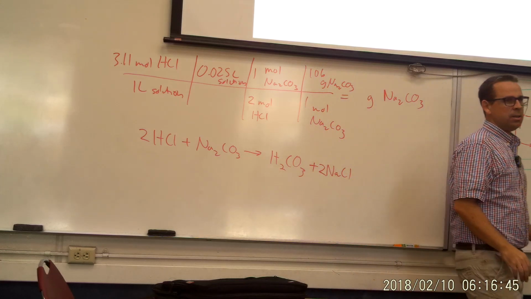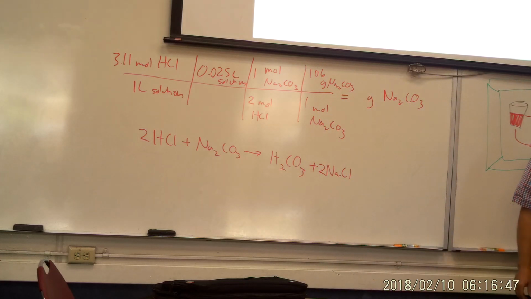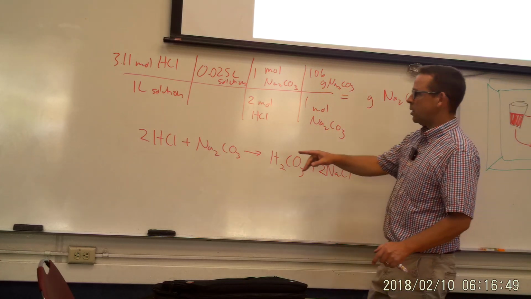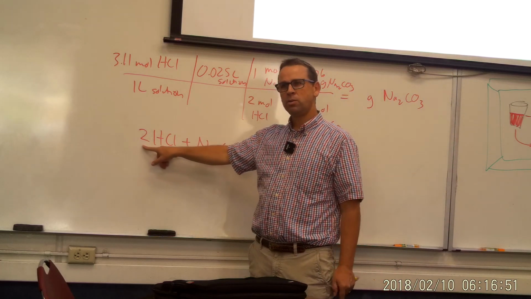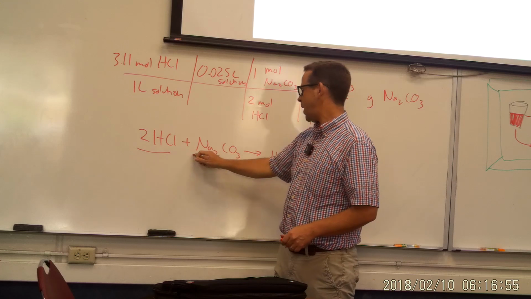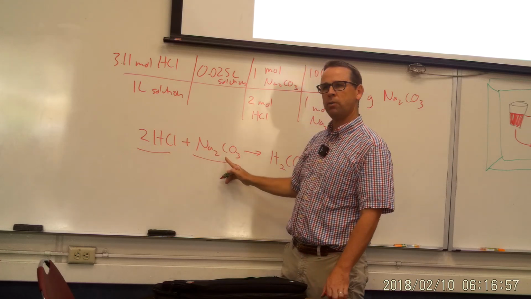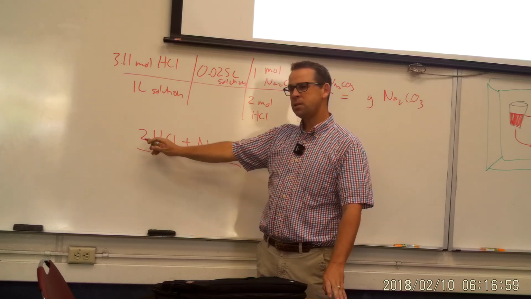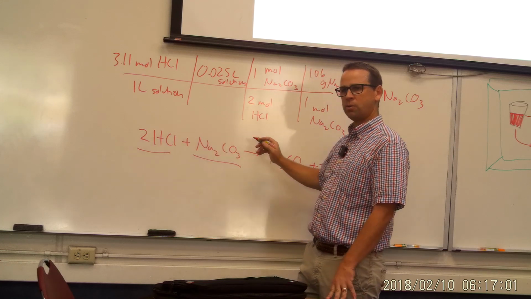Okay, is the answer here? Yeah, how did you get the 2 moles of HCl? Why did I know this had to be a 2? This is where I got that. It's 2 moles of this for every 1 mole of that. And how did I know that this had to be a 2? I had to balance the equation, right?